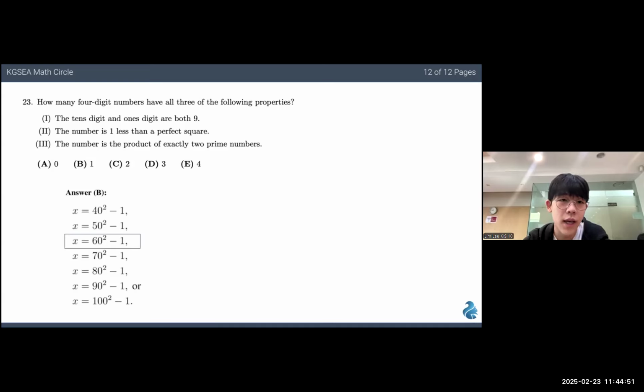And by condition 3, the number needs to be a product of exactly 2 prime numbers. And we can see that when x is equal to 60 squared minus 1, that would be the only case where x works, because when x is 40 squared minus 1, for example, x is divisible by 3. When x is 50 squared minus 1, x is divisible by 7, and so on. Therefore, the answer would be B, which is 1.